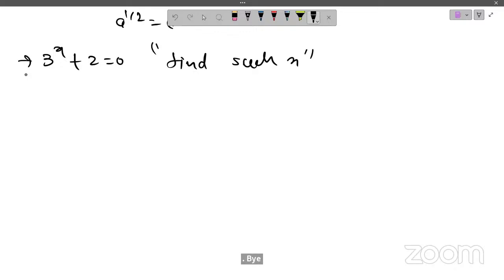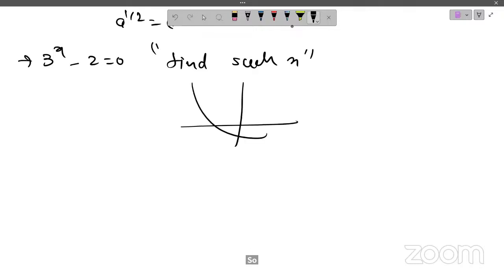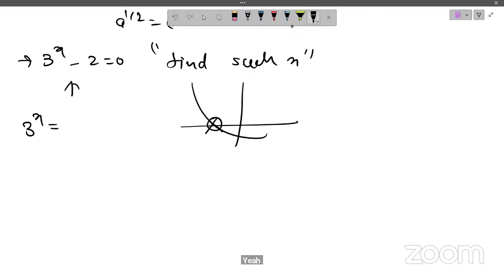By the graph we can say whether this has a solution. Suppose it is minus 2. From the graph we know that it will intersect the x-axis at some point, right? Yes. But now, you have to take 3 to the power x is equal to 2. So what we want is to find an x belonging to the real numbers for which 3 to the power x is equal to 2.